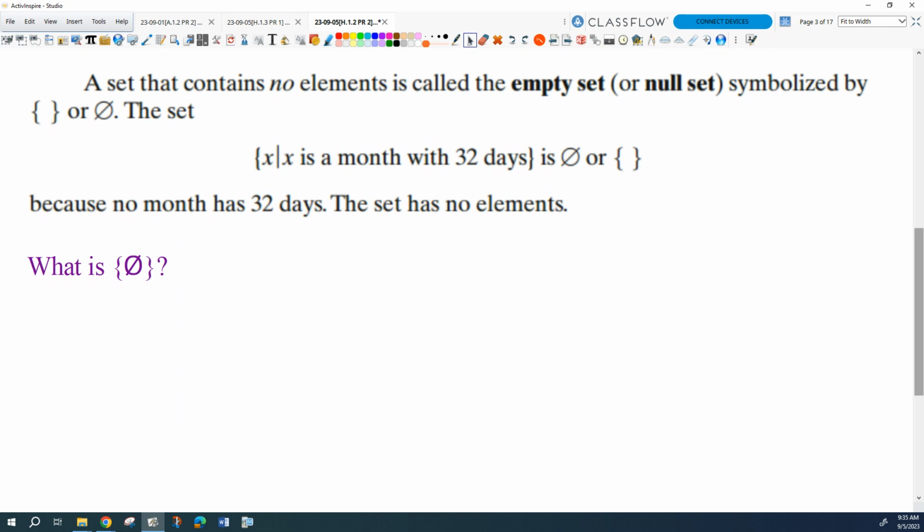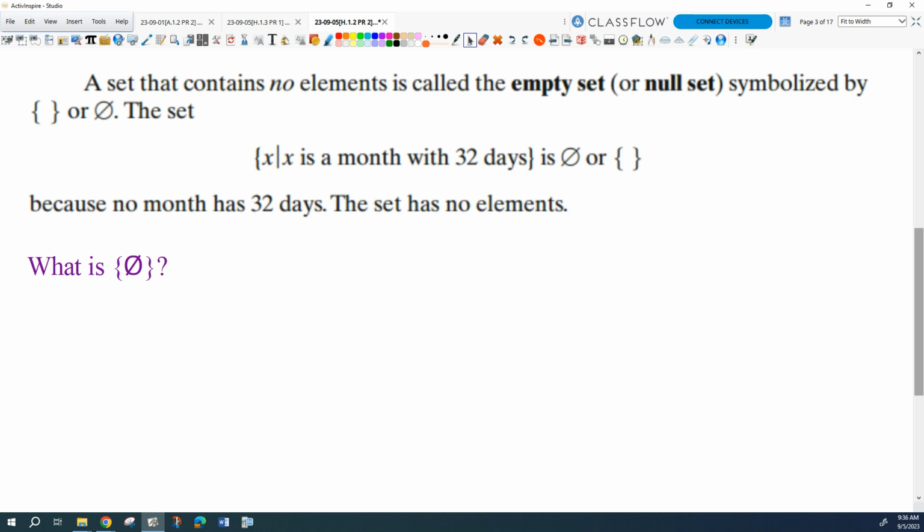A set that contains no elements, we call that the empty set if there's nothing in it. Or sometimes people call it a null set or the null set. We can symbolize it in a couple ways. We could use set notation. So we've got our set brackets, but there's just nothing inside. There's no elements. Or we can write it even more briefly as a circle with a slash through it. That's our symbol for the empty set.